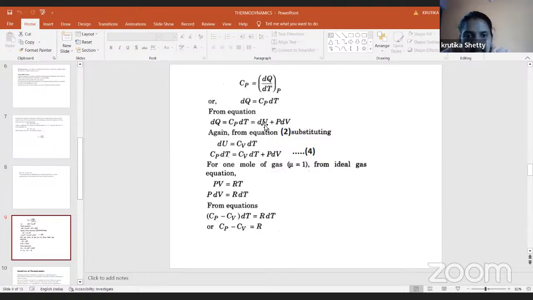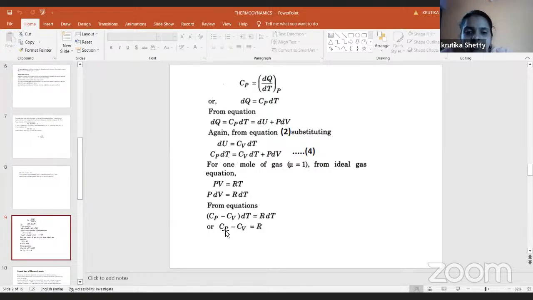Therefore, dU is equal to Cv into dT. Substitute the value of dU in the equation: Cp into dT equals Cv dT plus PdV. Actually, the derivation part is not required for you; I am just showing this. So my conclusion from this derivation is Cp minus Cv is equal to R. In CET, derivation does not come; if we know the main formula, that is enough. That is Cp minus Cv is equal to R.